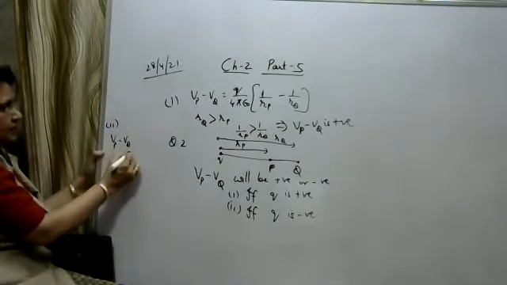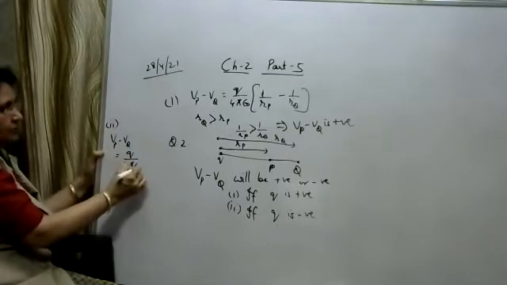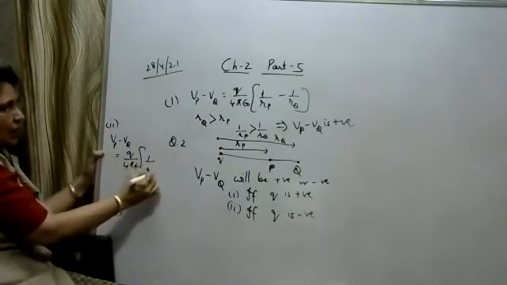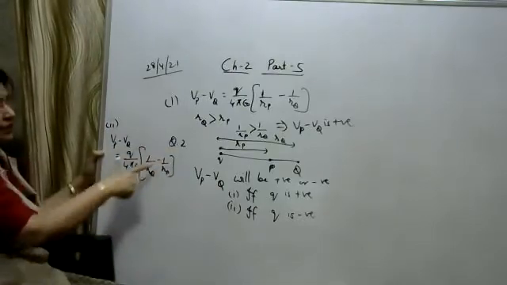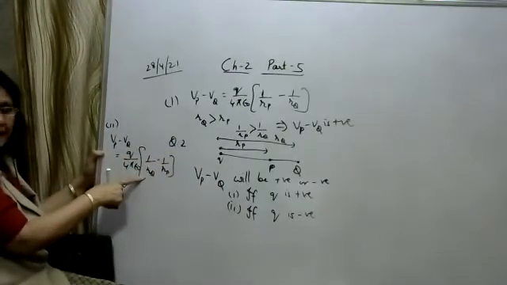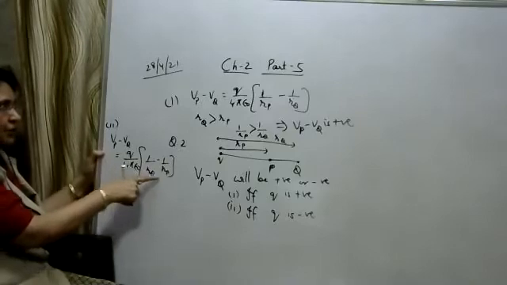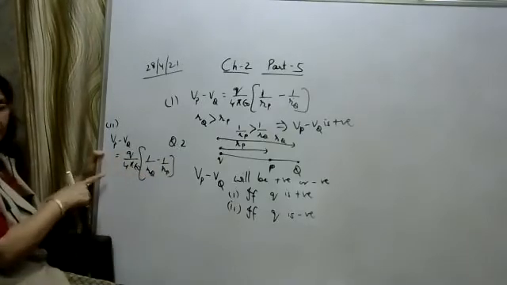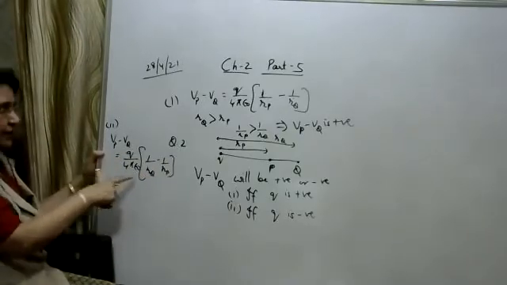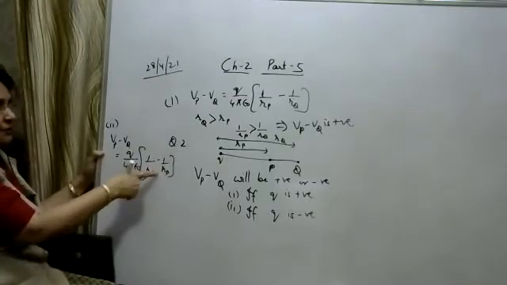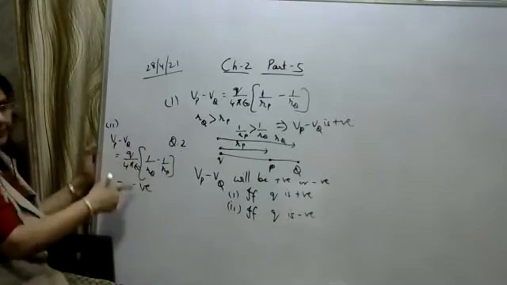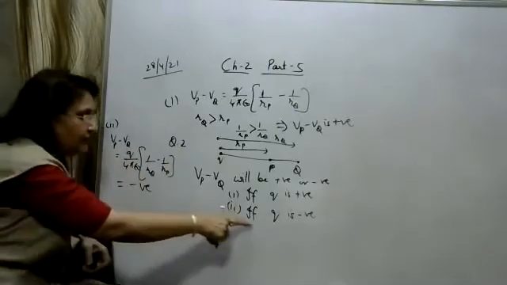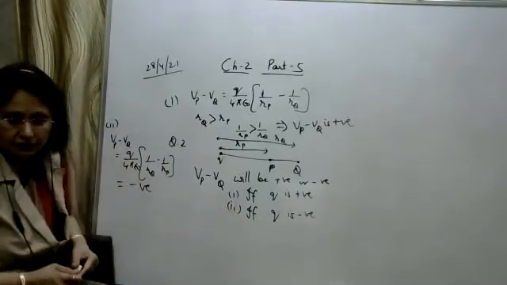Okay, minus sign taken inside, Q upon 4 pi epsilon naught, 1 upon Rq minus 1 upon Rp. But still in the figure, you see that Rq is greater than Rp. So 1 upon Rq will be less than 1 upon Rp, that is, 1 upon Rp is greater than 1 upon Rq. So this will be negative. So Vp minus Vq will be negative if Q is negative.